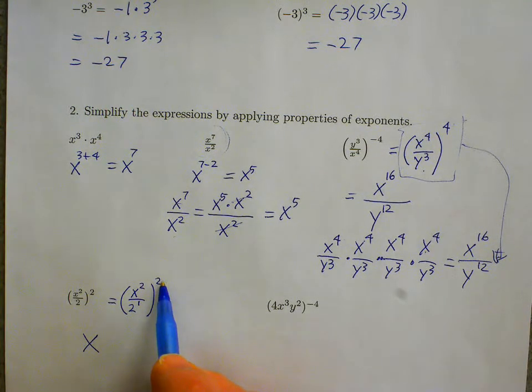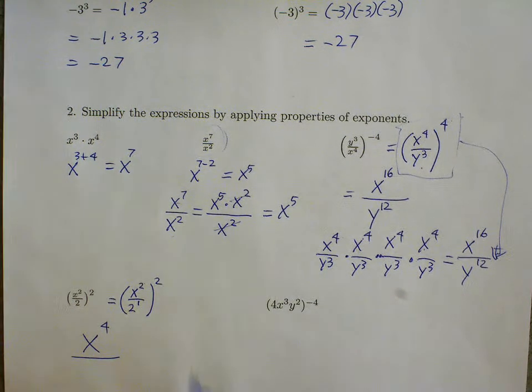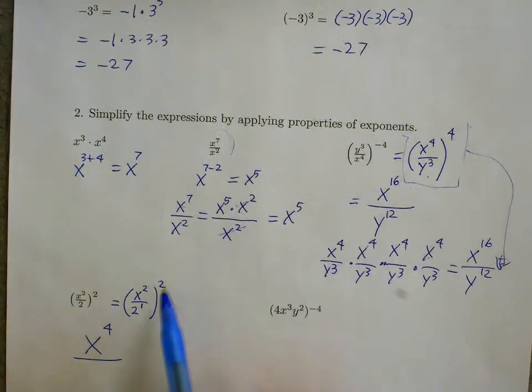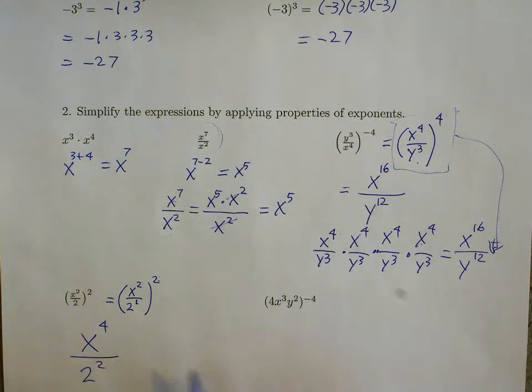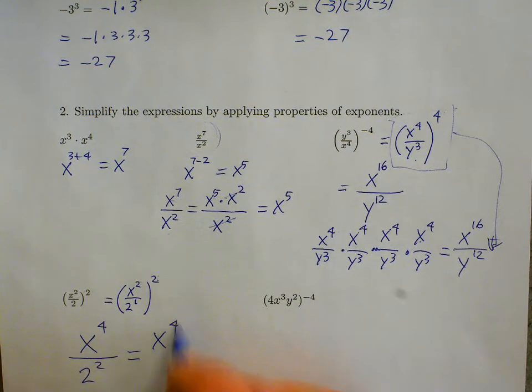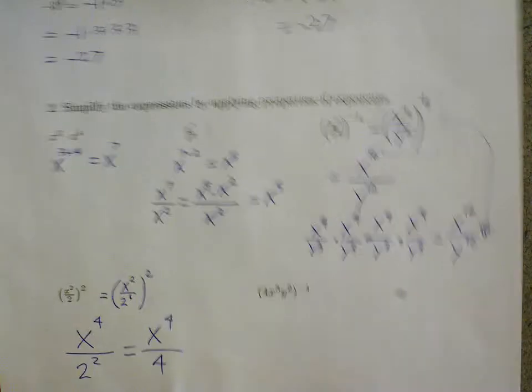So in the numerator, we get x to the 2 times 2, or x to the 4th. And in the denominator, we get 2 raised to the 2 times 1, or 2 to the second. And then 2 to the second in the denominator simplifies to 4. 2 to the second is 2 times 2.